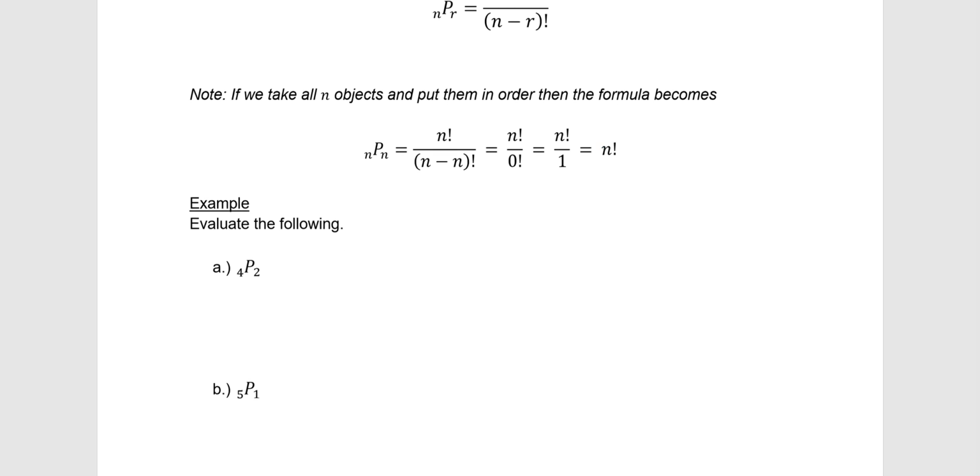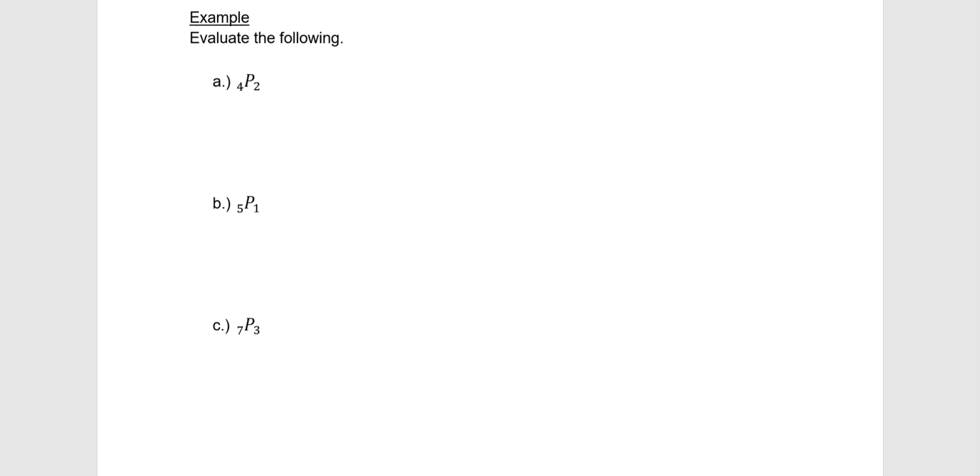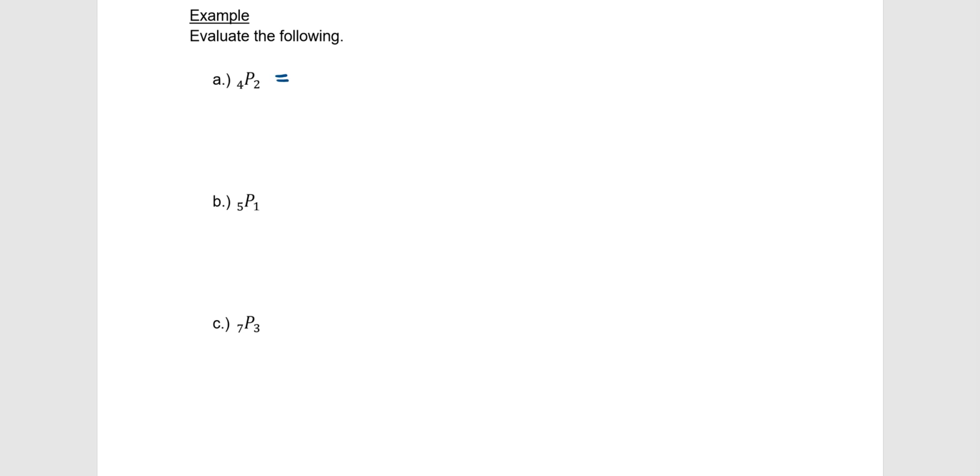Okay, so let's get some practice doing these ones. So this button is also on the calculator. It is under the PRB button. So evaluate the following. We have 4P2. So based on the formula, this is going to be 4 factorial over (4 minus 2) factorial. That's 4 factorial over 2 factorial.